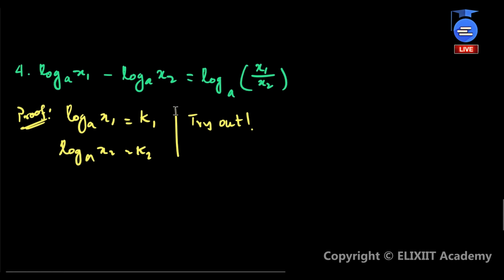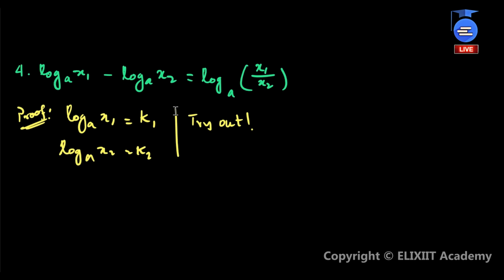Next, fifth property. Once again, how to remember this property? You simply remember like this: log a minus log b is log a by b. Difference equals division. Log a minus log b is equal to log a by b.